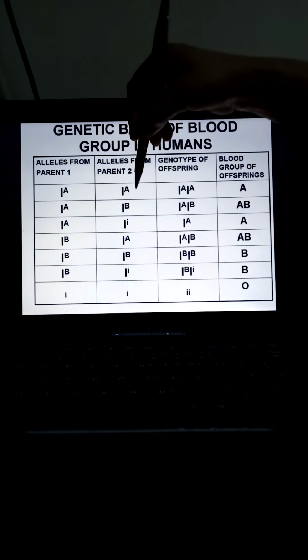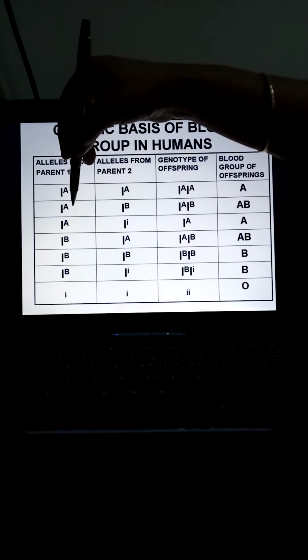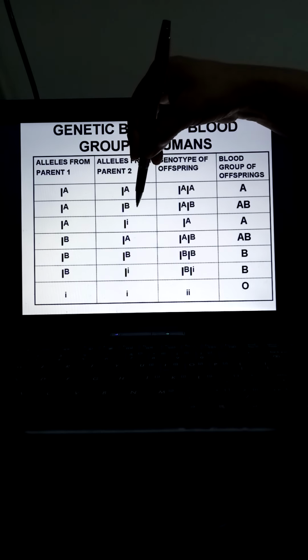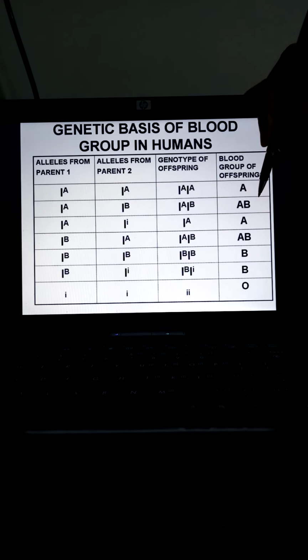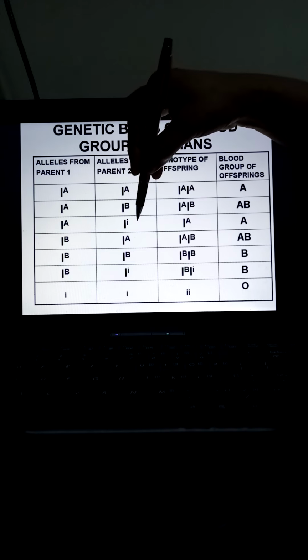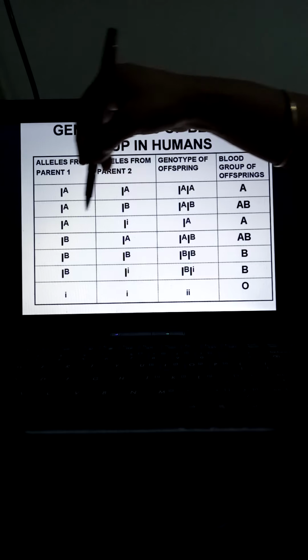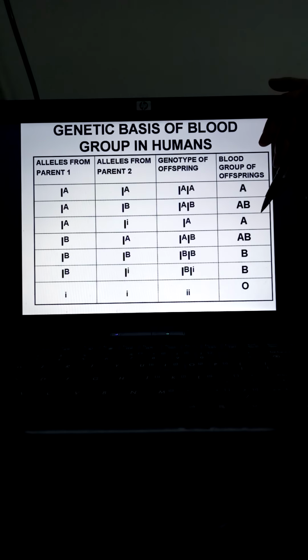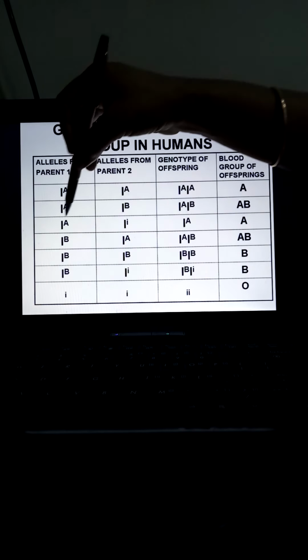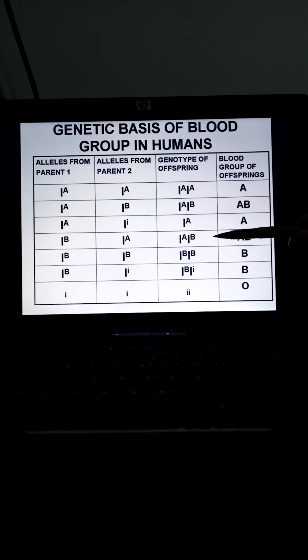If IA is there in one parent and IA is there in the other, then easily A blood group comes in. A is there in one parent, B is there in another parent, then both of them will express themselves, so the blood group will become AB. A is there with one parent, another parent is having i blood group. I said i is not dominant, it is recessive. So A will express itself and the blood group will become A. If it is B and A, again A and B both are going to express themselves, so it becomes AB blood group.